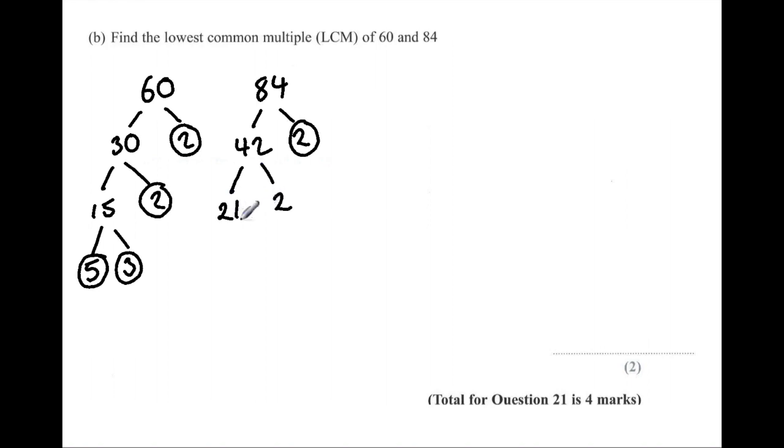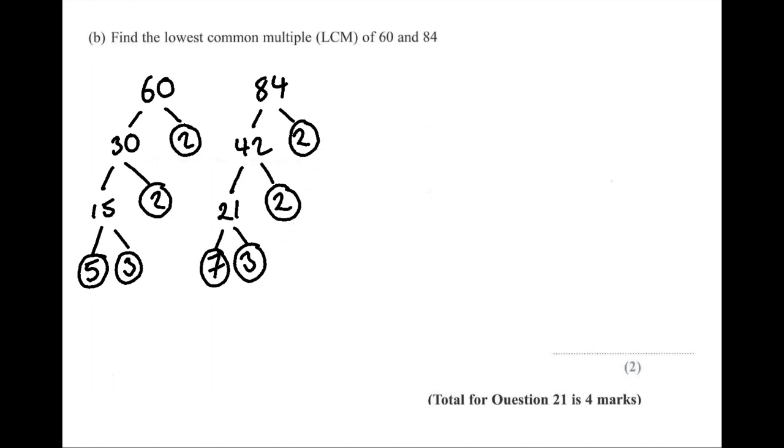Two numbers multiplied together, that gives 42. We've got 21 and 2. 2 is a prime number. 21 isn't. It can be broken down further. So we have 7 and 3. 7 is a prime number, and 3 is a prime number.